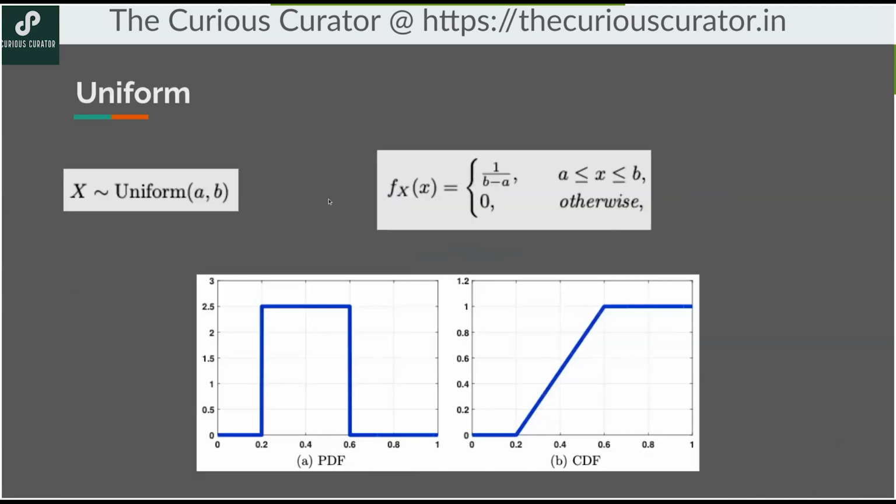Okay. So the first one is uniform. If X is drawn from a uniform distribution between A and B, we write it like that. And the density function looks something like this, 1 by B minus A when X is between A and B, including boundaries. Otherwise, it's 0. And the PDF looks like this. The CDF looks like this.